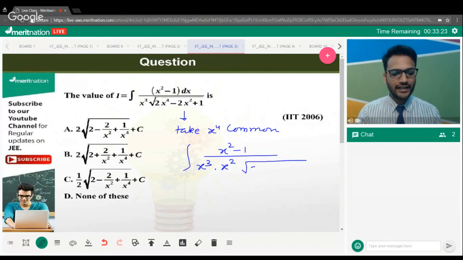And over here, you will have x. So 2 left as it is. This is 2 to the power x to the power minus 2, right? If I divide it by x to the power 4, I'll be left with x to the power minus 2 plus x to the power minus 4.